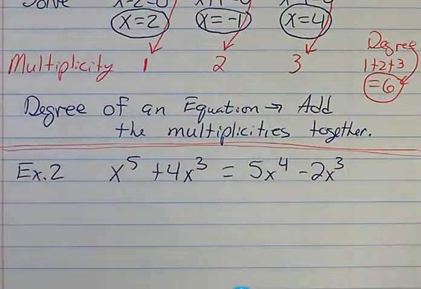Okay, and same part as the other part here. They ask us to solve it and state the multiplicity. And again, when you're solving these, they want you to solve by factoring, and to do that, we've got to get this thing equal to 0.